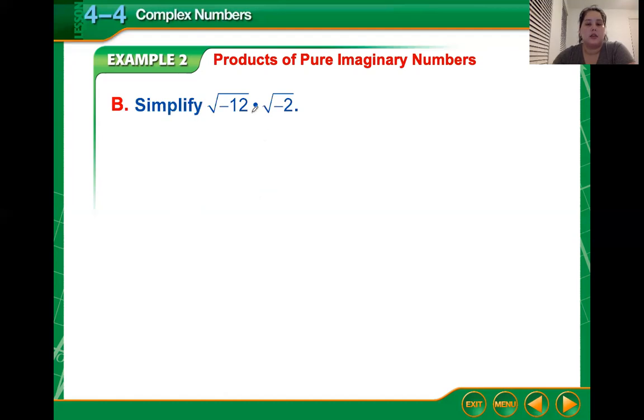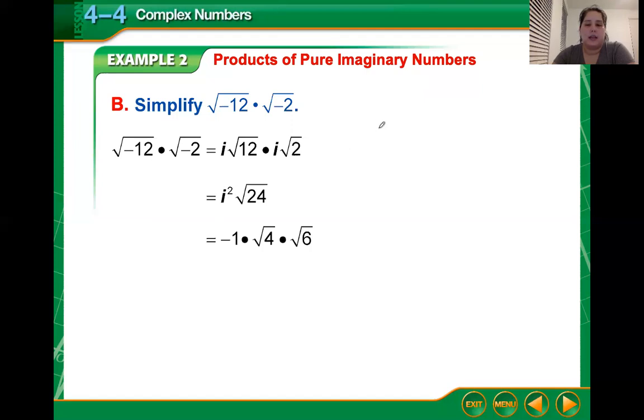Next, we're going to take a look at square root of -12 times square root of -2. So we're going to go ahead and multiply these two. We're going to pull out the i's. Pretty much anytime we have a negative radical, we are going to pull out i in the front. And then we're going to multiply like with like. So I have i times i and square root of 12 times square root of 2, which gets me i squared square root of 24.